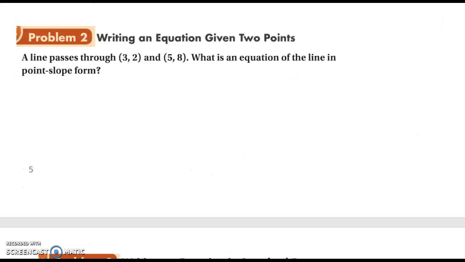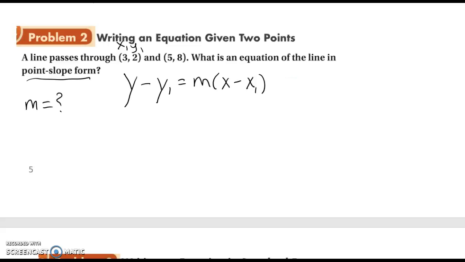Next, we want to write an equation of a line. This time they only give us 2 points. They want the equation to be in point-slope form. So let's write that again. Point-slope form is y minus y1 equals m times x minus x1. So we need to know a point, and we can say the point is 3, 2. So we'll label that x1, y1. And we need to know m.